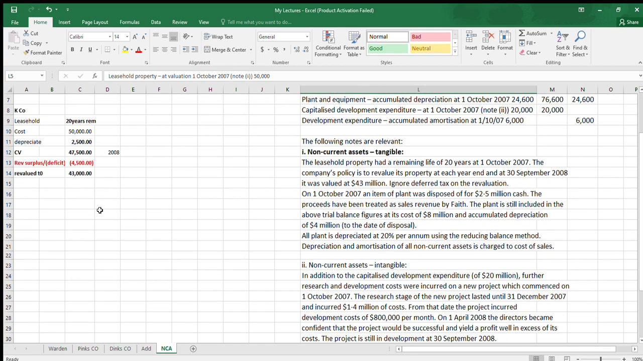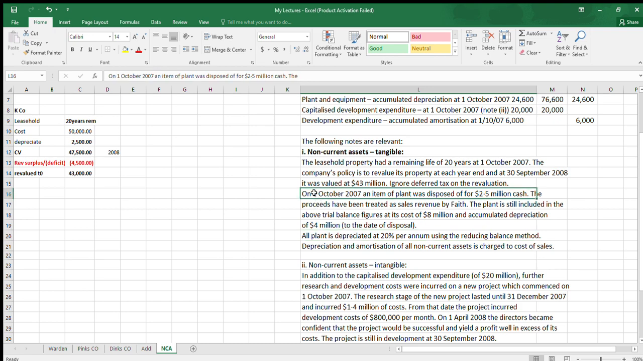Now continuing, the question said that on 1st October 2007, an item of plant was disposed of for $2.5 million cash. The proceeds have been treated as sales revenue by Faith. The plant is still included in the above trial balance figures at its cost of $8 million and accumulated depreciation of $4 million to date of disposal. All plant is depreciated at 20% per annum using the reducing balance method. Very simple. Now let's take it one by one.